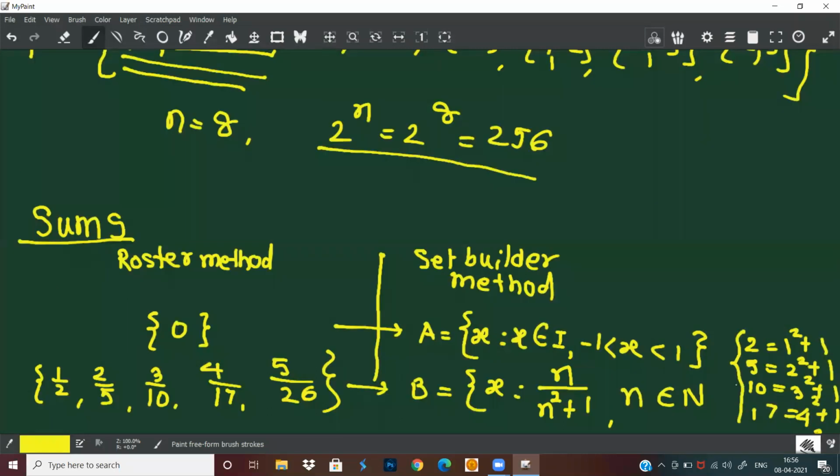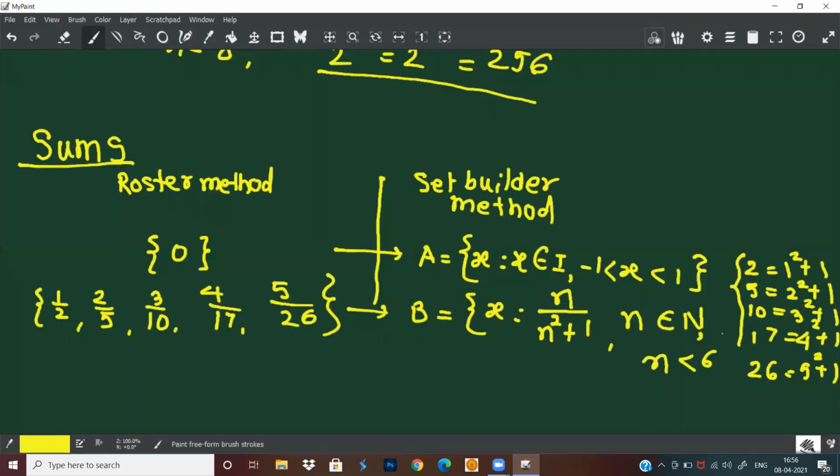So in set builder I can write in different forms. I will write n, whether I write n is less than 6 or n is less than or equal to 5, anything. If you substitute the first 5 natural numbers in x, whatever is the set given in the roster method, that you get. So if somebody gives you sums in roster method, you should be able to convert to set builder and vice versa. Correct?